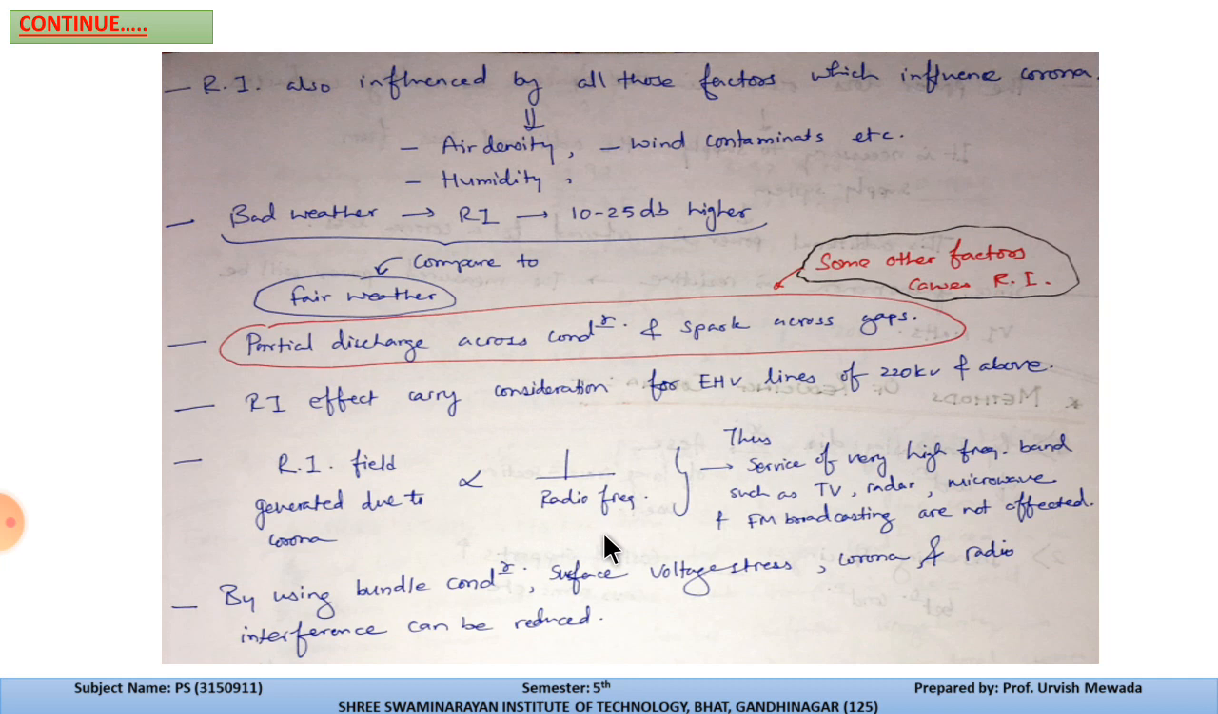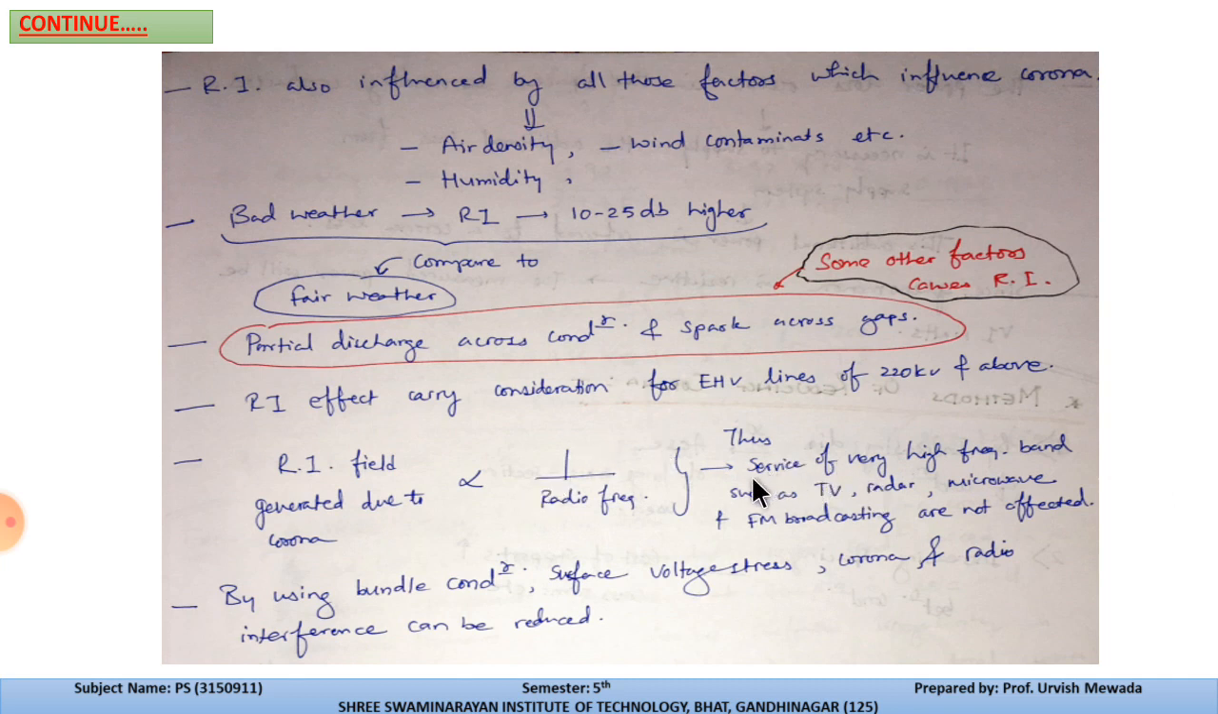So services of very high frequency bands such as TV, radar, microwave, and FM broadcasting are not affected, because RI is inversely proportional to the frequency. If the frequency is higher, radio interference is less. So for such devices and technologies we generally use higher frequency, so radio interference is less.